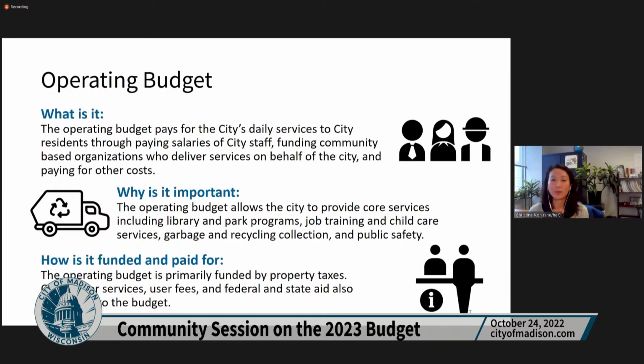So things like garbage and recycling pickup, offering park and library programs, public health and public safety. These are all funded in the operating budget. It also funds core civic activities like administering elections through the clerk's office, and much more. The city's operating budget is primarily funded through property taxes that comprises almost 3/4 of the revenues. Other charges for services, user fees, and federal and state aid also contribute to the budget.